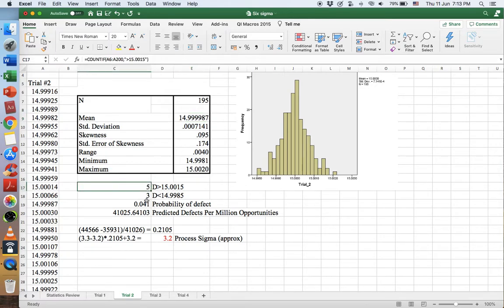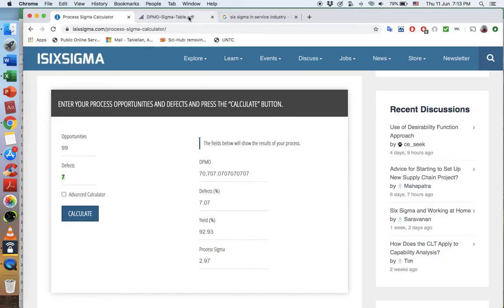They're not outliers because we are approximately normally distributed, right? We've got 5 greater and 3 less than our tolerance, right? So 8 divided by 195 is 0.041. That's our probability of defect, right? And then we're going to multiply that by a million to get our DPMO. 41,025 plus 1, 41,026. Go back to that table.